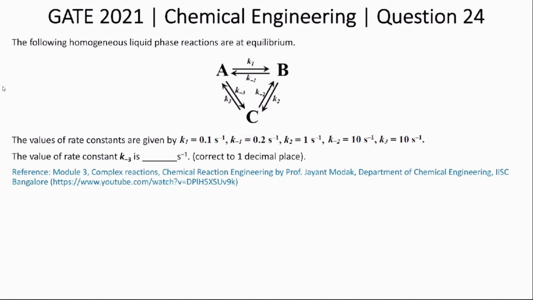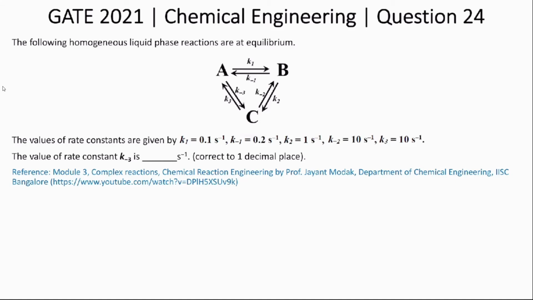So, again, this is a liquid phase reaction. It is mentioned that the following homogeneous liquid phase reactions are at equilibrium. The values of rate constants are given. So k1, which is the rate constant of the forward reaction from A to B, is 0.1, and k minus 1, which is the reaction rate constant of the backward reaction from B to A, is 0.2.